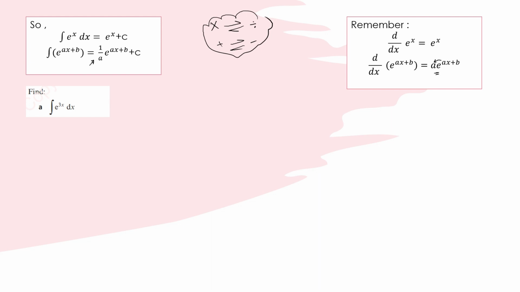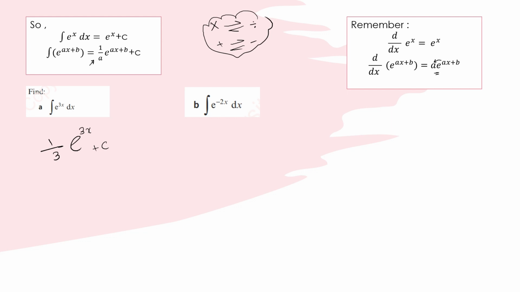Let's start solving. Find the integral of e power 3x dx. So we will write e power 3x plus c, but here we take the differentiation of the power, and we write 1 over that differentiation. The differentiation of 3x is 3. That's it, and here it's unlimited.